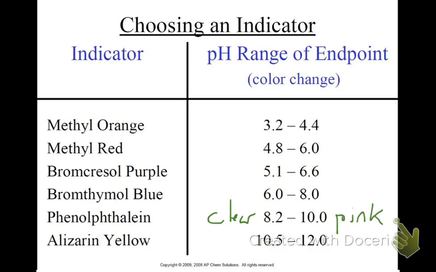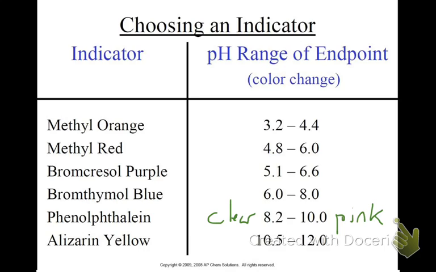And so if you were doing a weak acid, strong base titration, where the equivalence point is above 7, phenolphthalein is pretty much the standard choice because you know your equivalence point is going to happen above 7. And so a clear to pink change at 8.2 to 10 is about right where you want it.